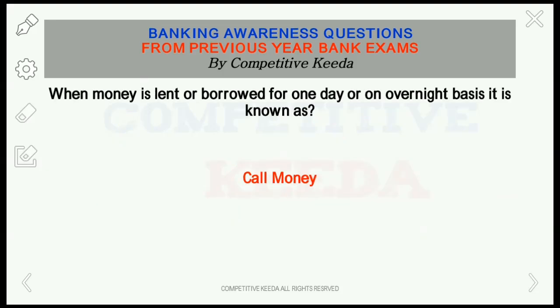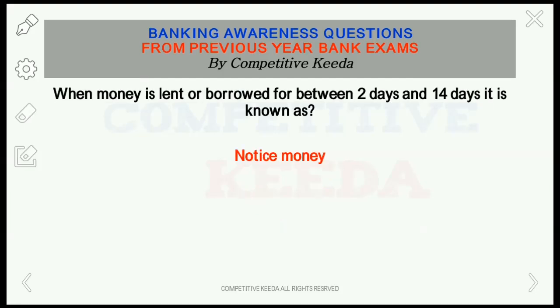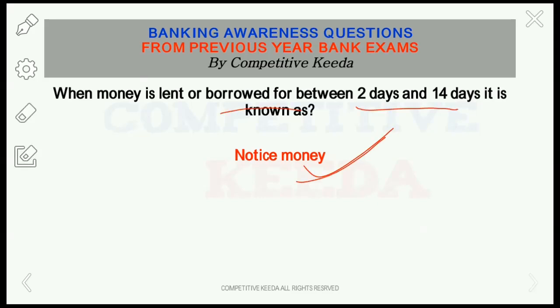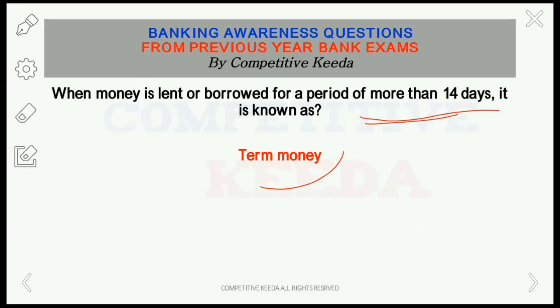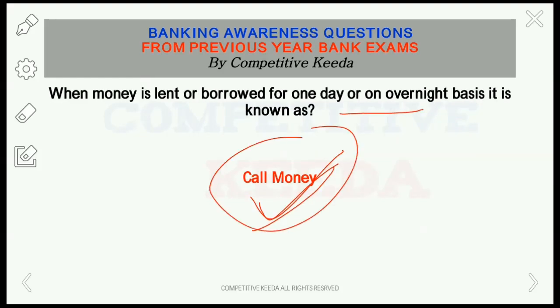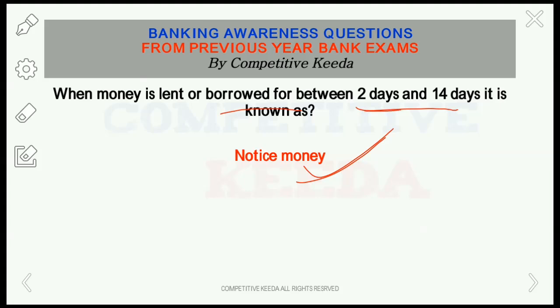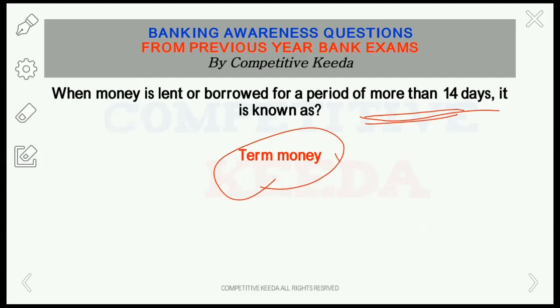So next question, what is the money lent or borrowed for one day or overnight basis called? It is known as call money. If the money is borrowed for one day, it is known as call money. And if the money is borrowed between 2 to 14 days, it is known as notice money. And if the money is borrowed for a period of more than 14 days, it is known as term money. So remember friends, if it is one day, it is call money. If it is 2 to 14 days, it is notice money. And if it is more than 14 days, it is term money.